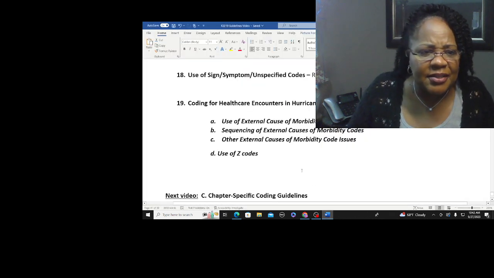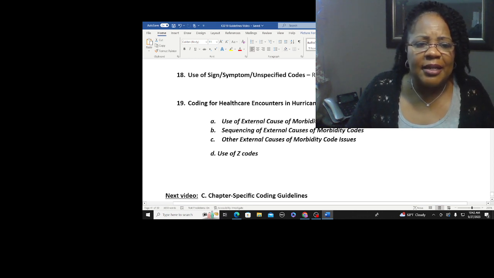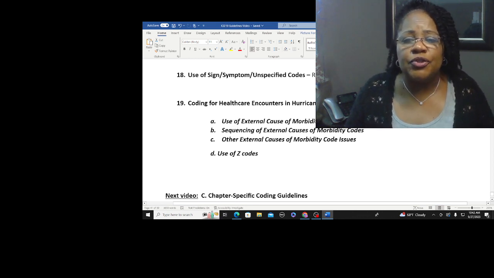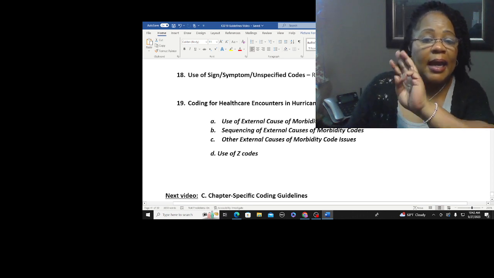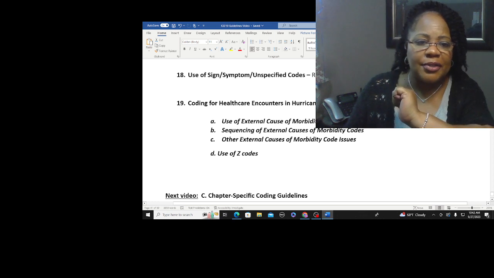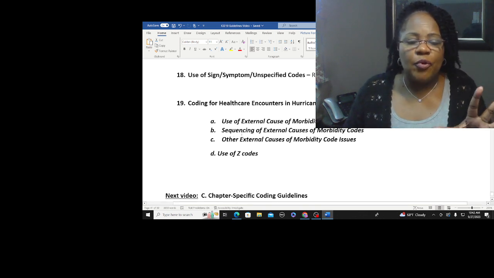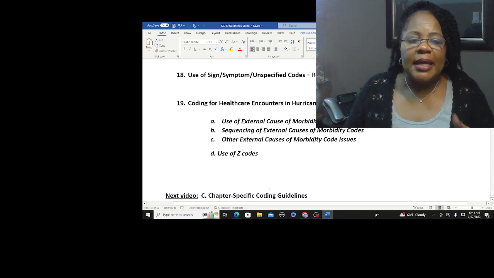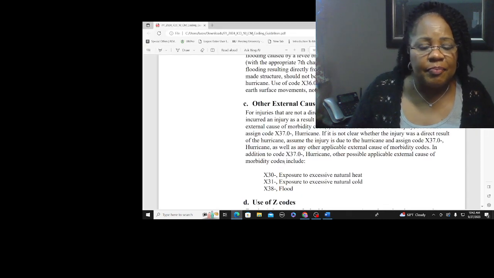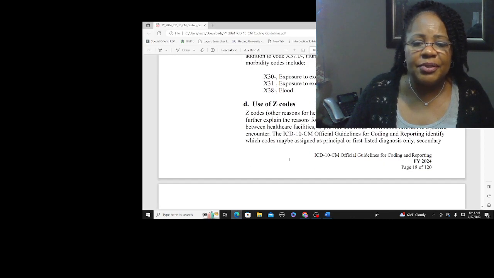Make sure I don't have anything else like that on here. So I just have on here, for A, the use of external cause of morbidity codes, you want to code how, activity, place, and status. Those are the 4 external cause codes. And it's straightforward as far as the sequencing and other external cause of morbidity codes. And then the last part of this B says use of Z codes.